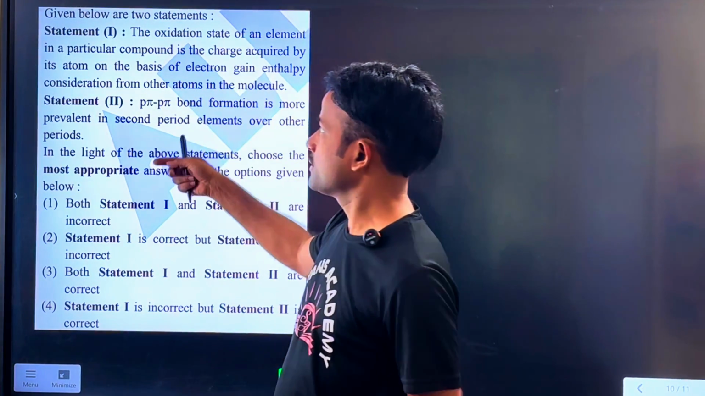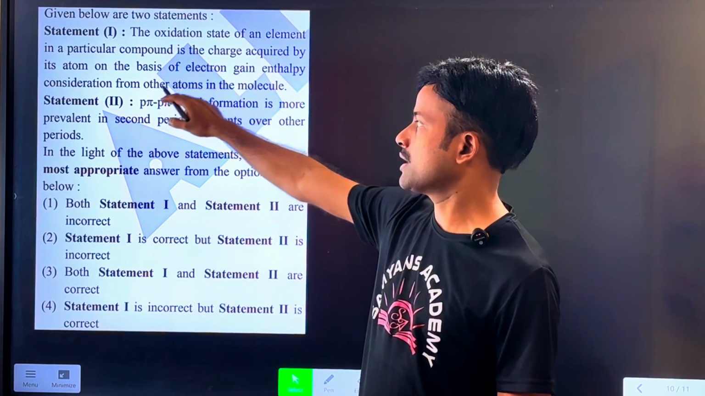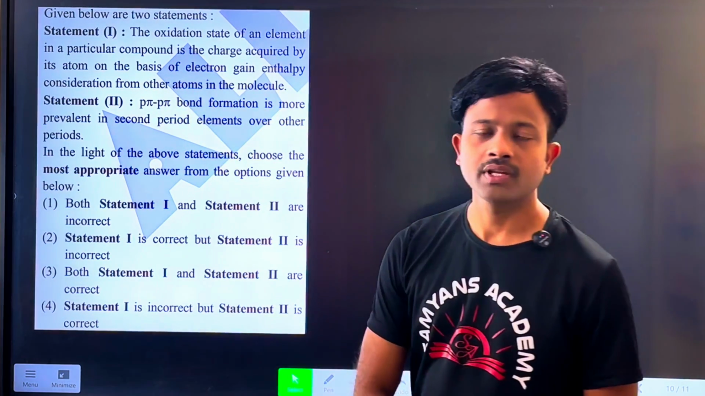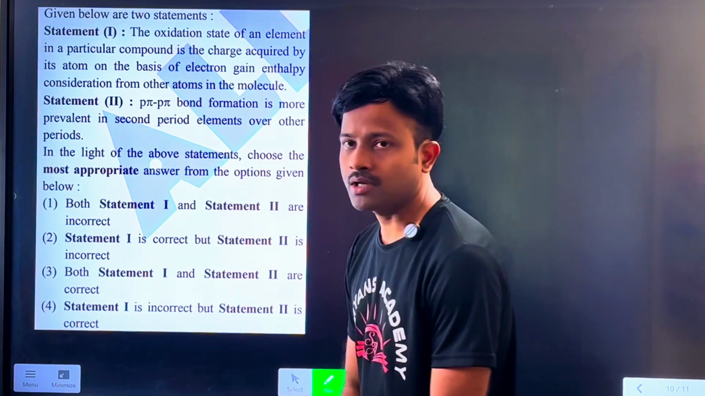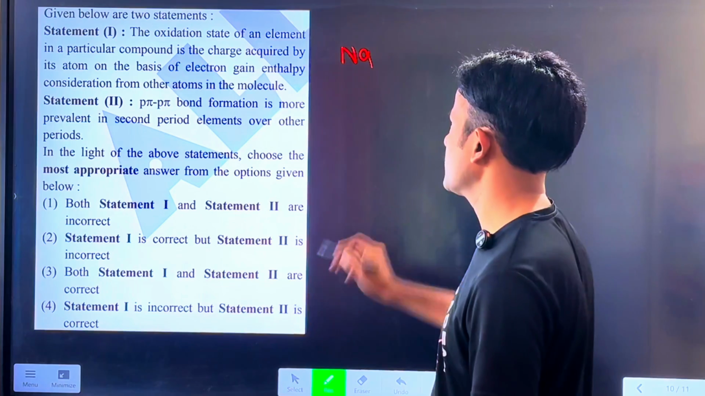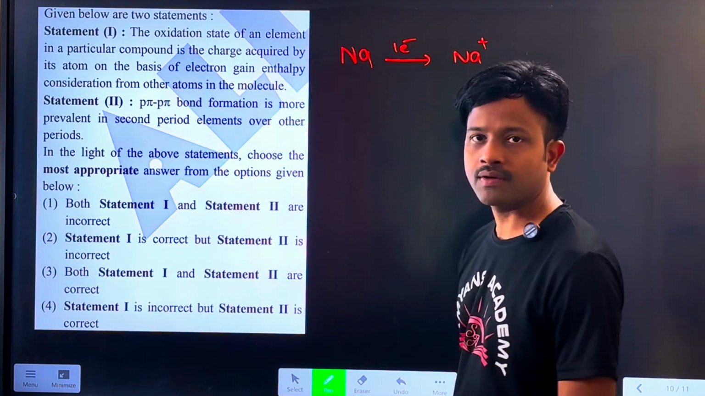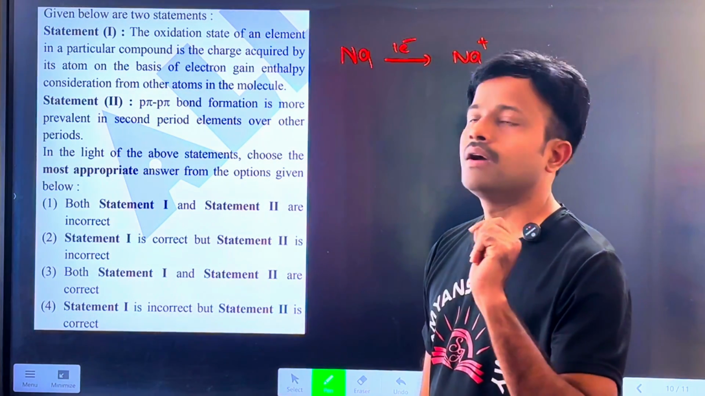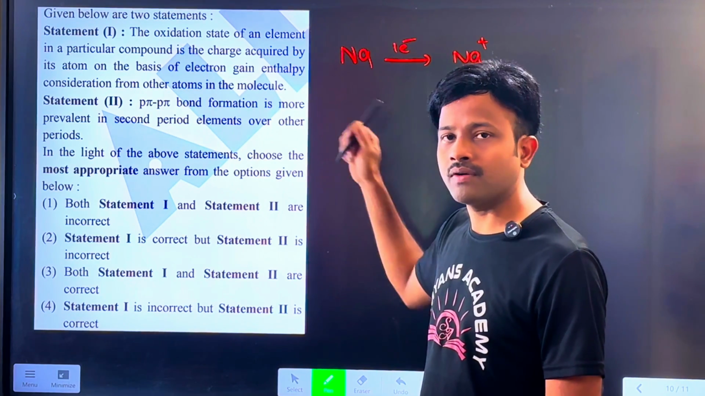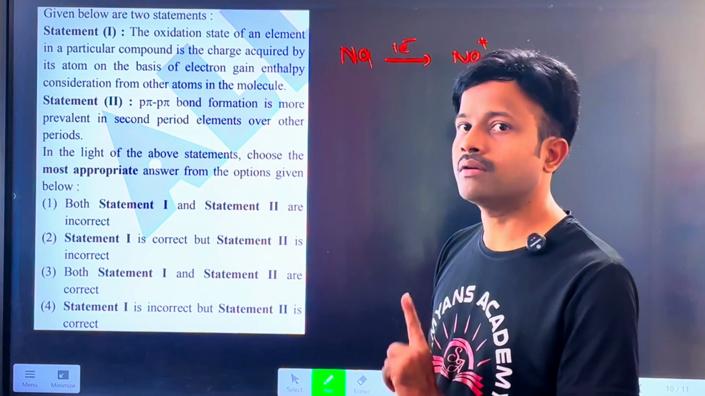Okay, here we are given two statements. The oxidation state of an element in a particular compound is the charge acquired by its atom on the basis of electron gain enthalpy, considering electron from other atoms in the molecule. Is it correct? No. So how will you consider oxidation state? Suppose this is a sodium atom. How will that sodium get a positive charge? After losing one electron. And what is the oxidation state of sodium now? Plus 1. So is it addition of an electron or loss of an electron? Yes, loss of an electron. Loss of an electron is related to ionization enthalpy. Gain of an electron is related to electron affinity.